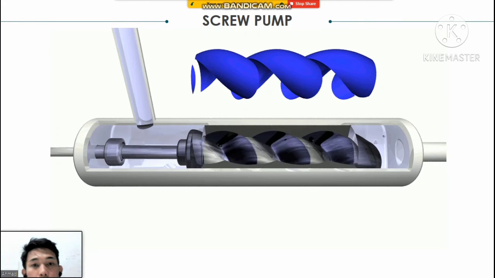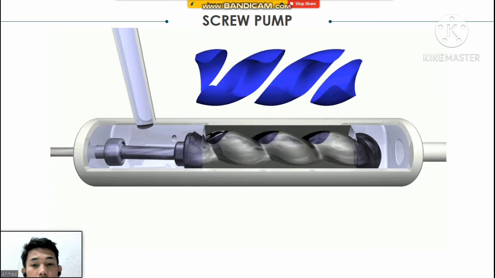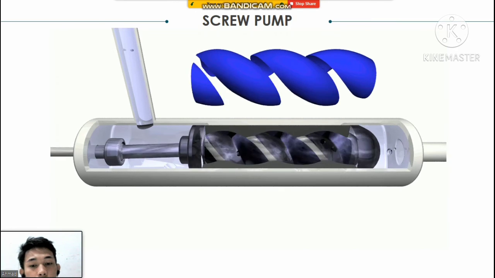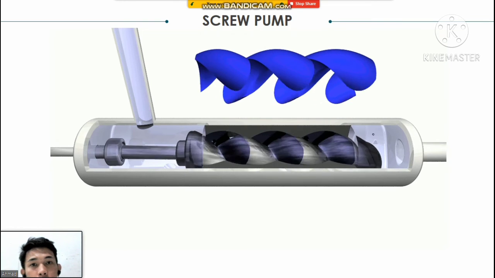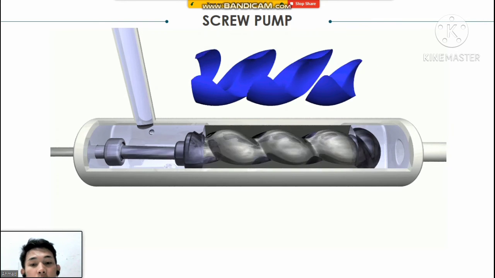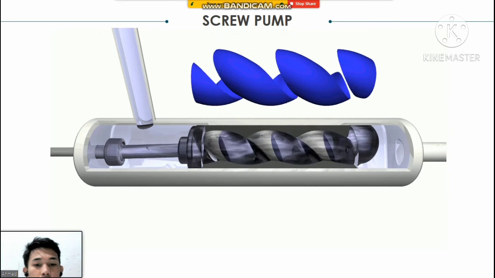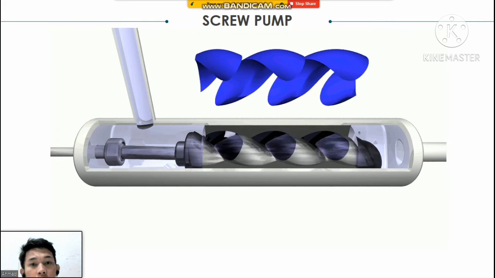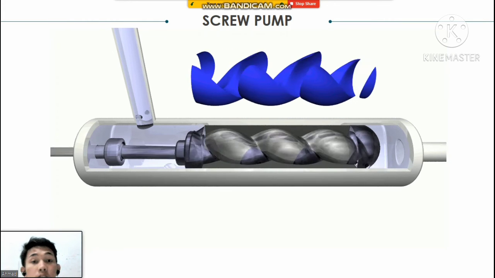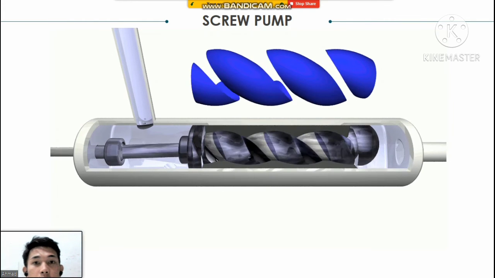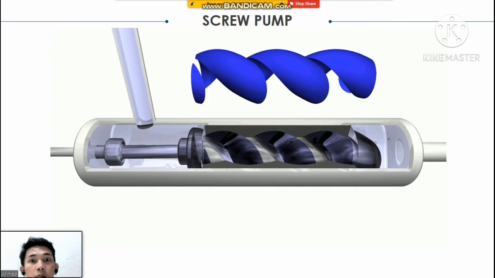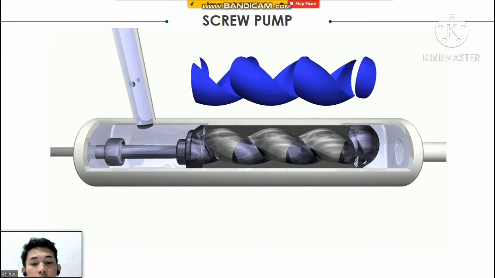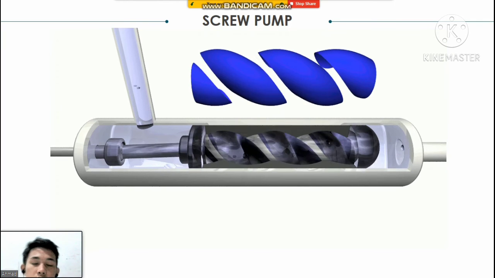Next is screw pump. A screw pump is a positive displacement pump that can be constructed with multiple threads. This thread is connected to collect fluid and transfer it into the system. The thread in the pump picks up the liquid and pushes it to the other surface while increasing the pressure.